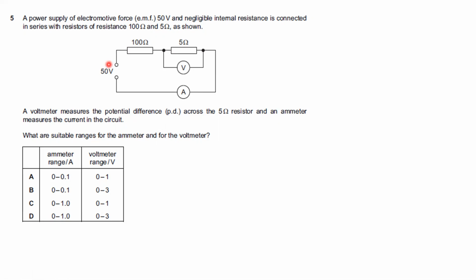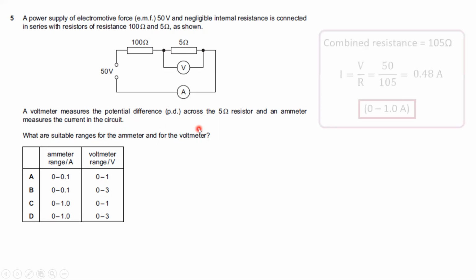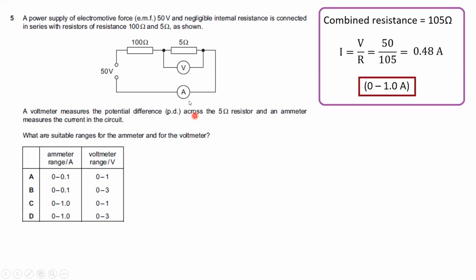So there is an EMF of 50 volt. There are two resistances of 100 ohm and 5 ohm. The voltmeter reads the voltage or the PD across the 5 ohm resistor, and the ammeter reads the circuit current. So to find the current, we need to know the combined resistance. As it is in series, we need to add the resistances. 100 plus 5 gives you a combined resistance of 105 ohm.